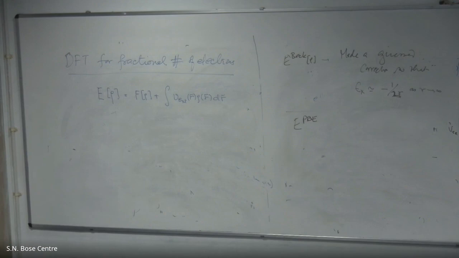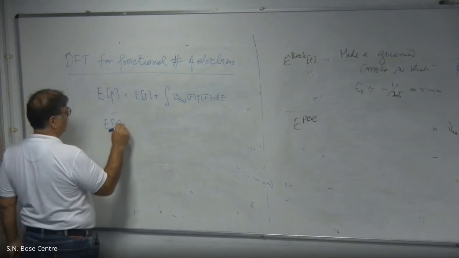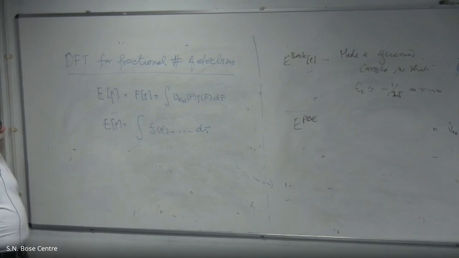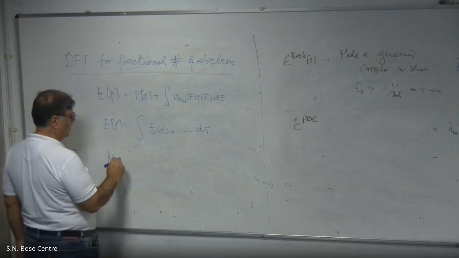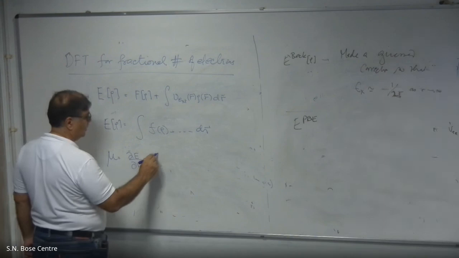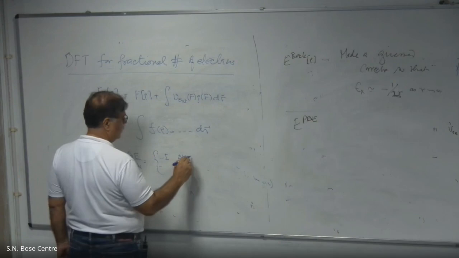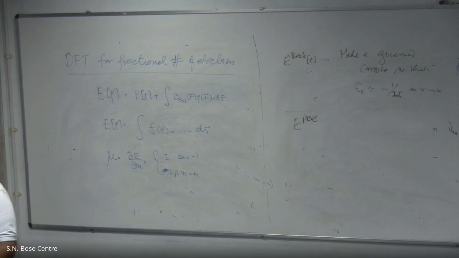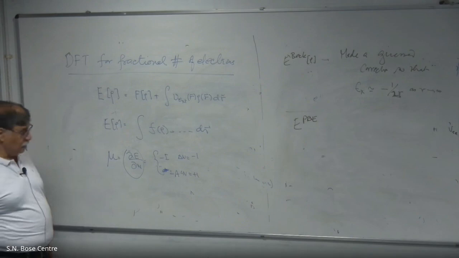Now, I suppose I could write a function, just for the heck of it, E of rho, some function of rho integrated. That's one thing. Another thing is we'll also define mu, which is dE/dN. And we have said this is minus I for delta N equals minus 1, and minus A for delta N equals plus 1. But that was a finite difference formula. We took delta N to be equal to plus or minus 1. But on the other hand, I'm writing it here as a partial derivative, at v external fixed.